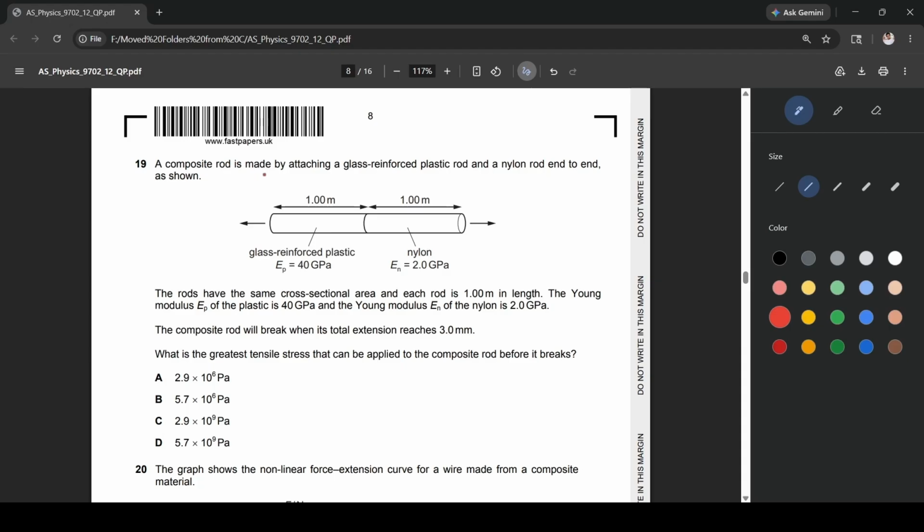A composite rod is made by attaching a glass-reinforced plastic rod and a nylon rod end to end, as shown. The rods have the same cross-sectional area and each rod is 1 meter in length. The Young modulus EP of the plastic is 40 gigapascals and the Young modulus En of the nylon is 2.0 gigapascals.